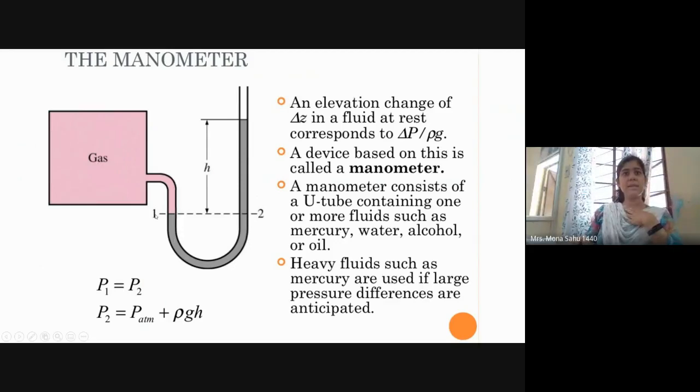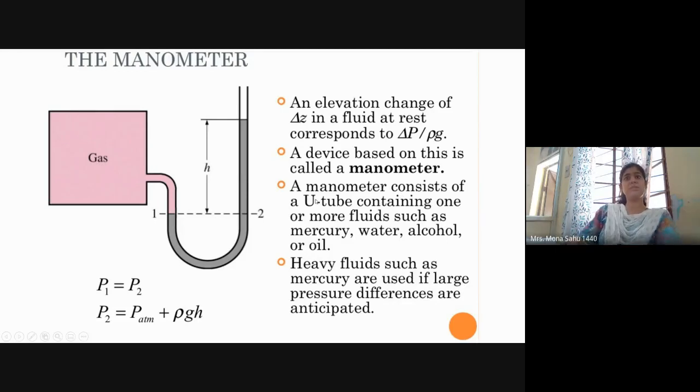So if you take this level, on the left side it is 1 and the right side is 2. Pressure at this level will be the same. Got it? The elevation change in a fluid at rest corresponds to this. So the pressure difference between this liquid and this liquid you can find using this equation: change in pressure equals rho g h. Same thing, rho g h. The h is calculated from this line 1 2.